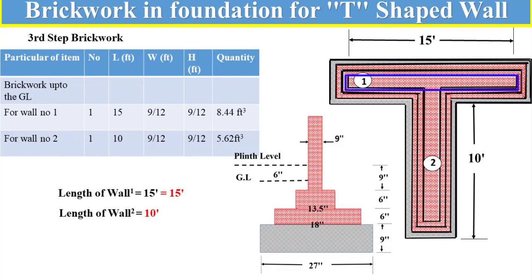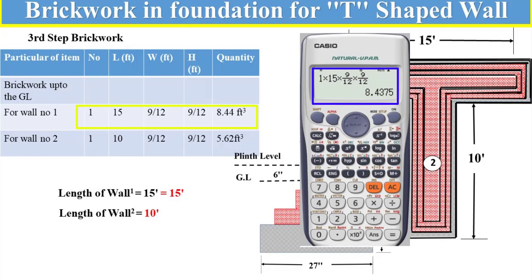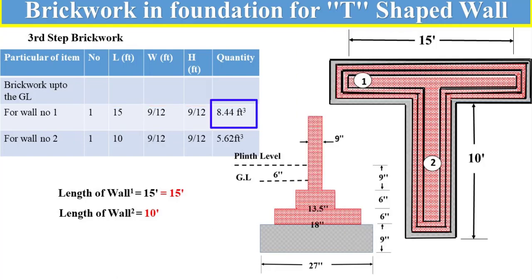For the brickwork in foundation for wall number 1 and 2 in third footing, we need the length of wall number 1 in third footing, that is 15 feet. The width of the third footing up to the plinth level is 9 inches. The height for third footing up to the plinth level is 9 inches. For the total quantity of brickwork up to the plinth level for wall number 1, multiply 15 multiply 9 by 12 multiply 9 by 12. So the total quantity of brickwork up to the plinth level for wall number 1 is 8.44 cubic feet.